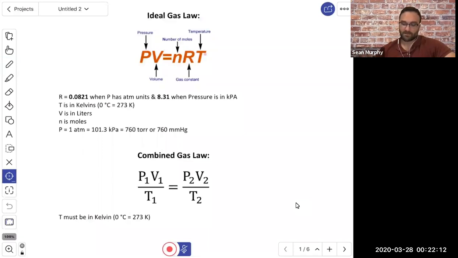We have moles, check. We need pressure, we need volume, check, check, check. We have temperature. It's in Celsius, so we need to move it to Kelvin. The last number that we don't have is R. And since we're in atmospheres, we're going to be using the 0.0821 R. If you were in kilopascals, you would be using the 8.31.